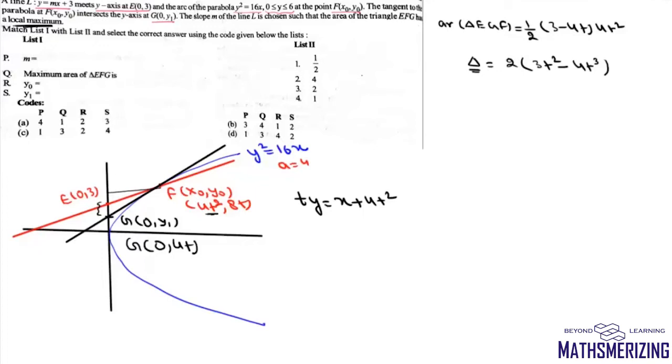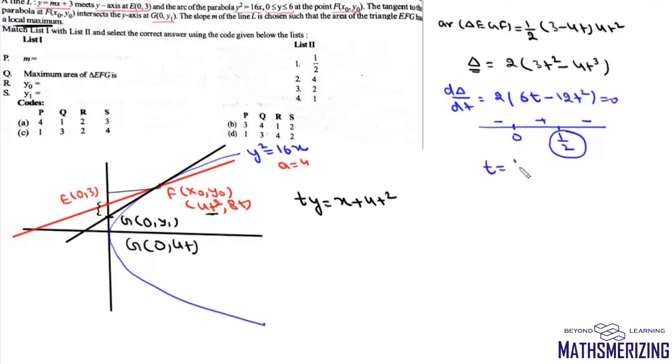So we'll differentiate. If I differentiate, we'll get d delta upon dt equals 2 times (6t minus 12t square) equal to 0. So we'll get the value of t as either 0 or 1 by 2. So this is minus, plus, and minus. So we have a local maximum when the value of t is 1 by 2. So in this case, the value of t should be 1 by 2.